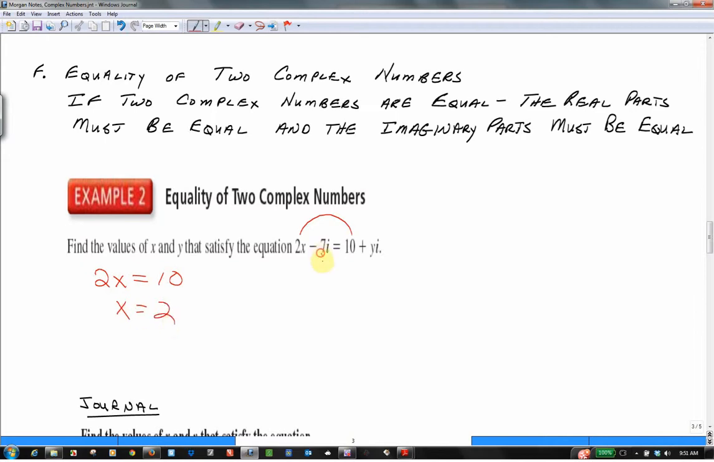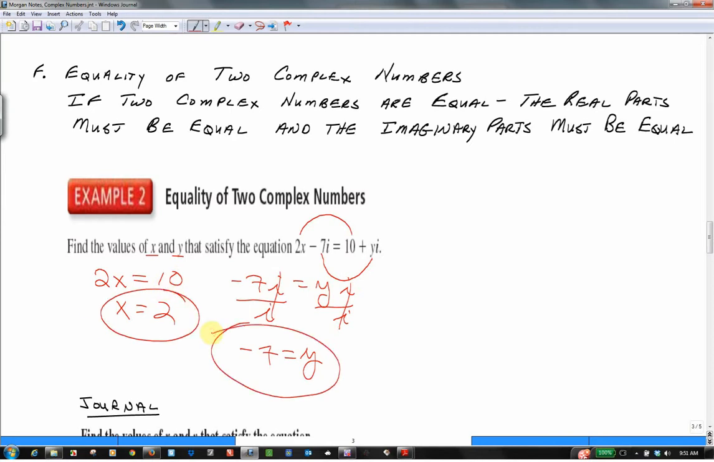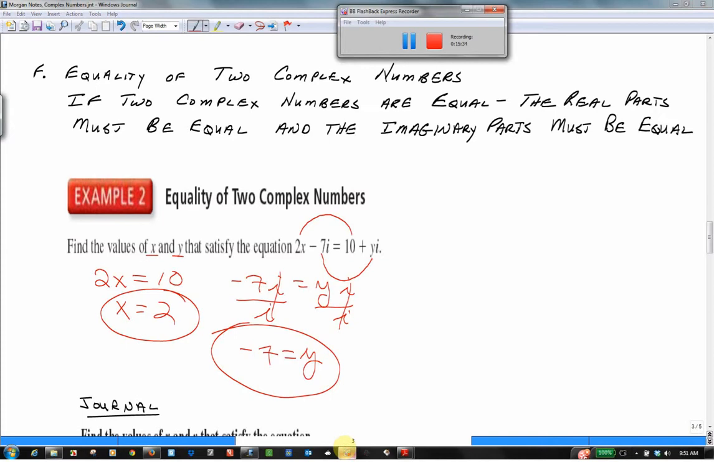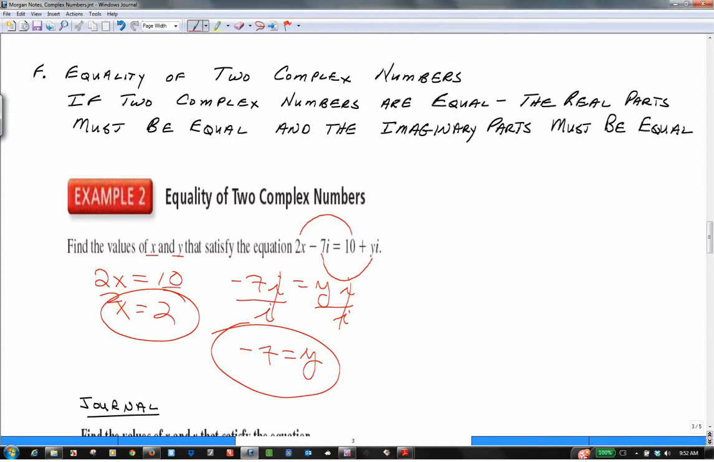And then the imaginary portions have to be equal to each other. So a negative 7i has to be equal to yi. We could divide both sides by i, and we get a negative 7 is equal to y. So this problem said find the values of x and y that make this true. And I found those by simply setting the real and imaginary portions equal to each other. Correcting the first one, dividing by 2 gives me x equal to 5. Yeah, that's better.